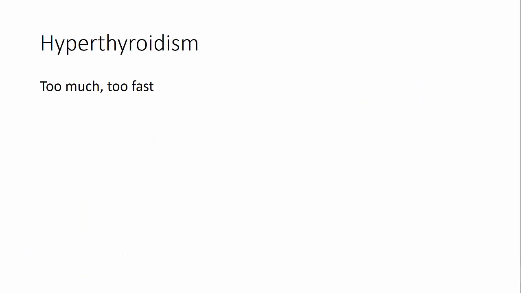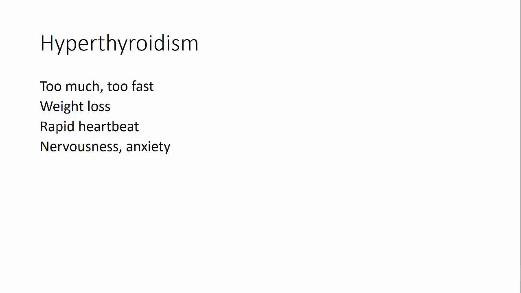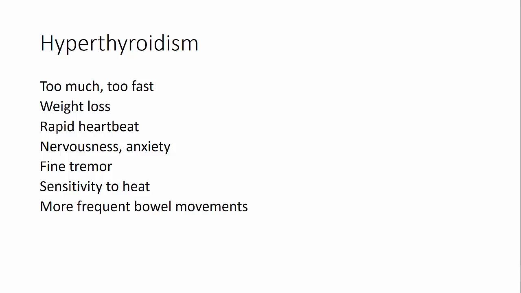Hyperthyroidism is a condition when everything is too much and too fast. The idle speed is set too high. Symptoms include weight loss, rapid heartbeat, nervousness and anxiety, a fine tremor of the hands, sensitivity to heat. The patient feels warm and everyone else is comfortable. More frequent bowel movements, insomnia, and menstrual irregularities. The patient may stop having menstrual periods.